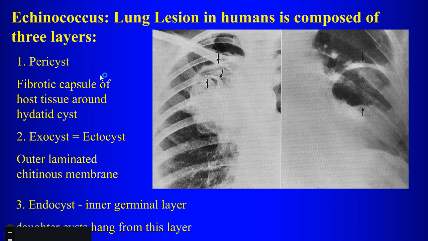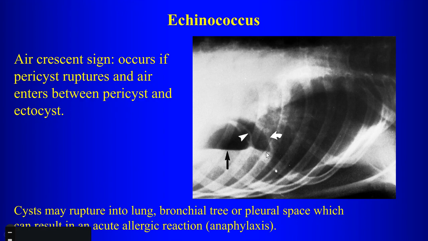Okay, but the cyst is made of multiple layers. There's the pericyst, which is the fibrotic capsule of host tissue, the exocyst or the ectocyst, the outer laminated layer, and then the endocyst, the inner layer where the daughter cysts hang from. And when the cyst ruptures, air can get in between the layers, and then that's what makes the cyst collapse into the dependent portion. There's also some fluid in there, and that's what gives you this very peculiar appearance of a ruptured echinococcal cyst within the lungs.